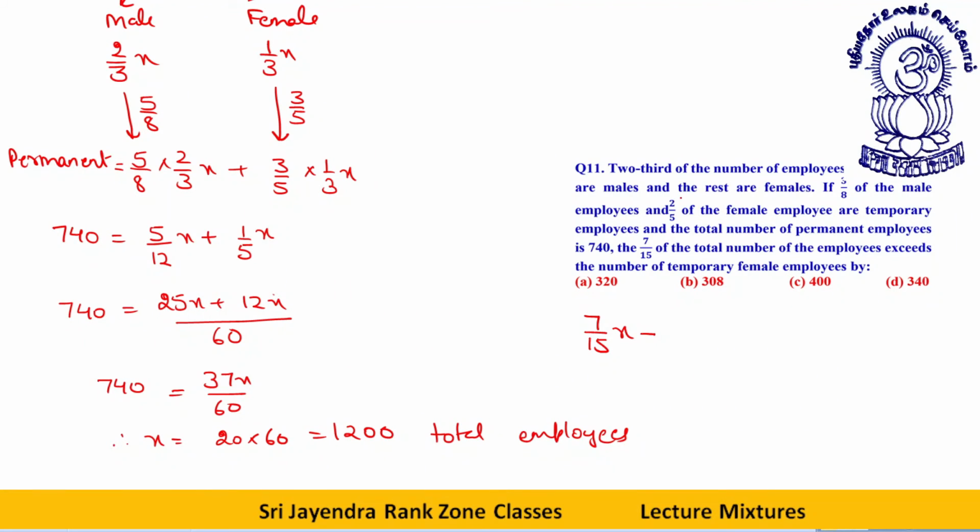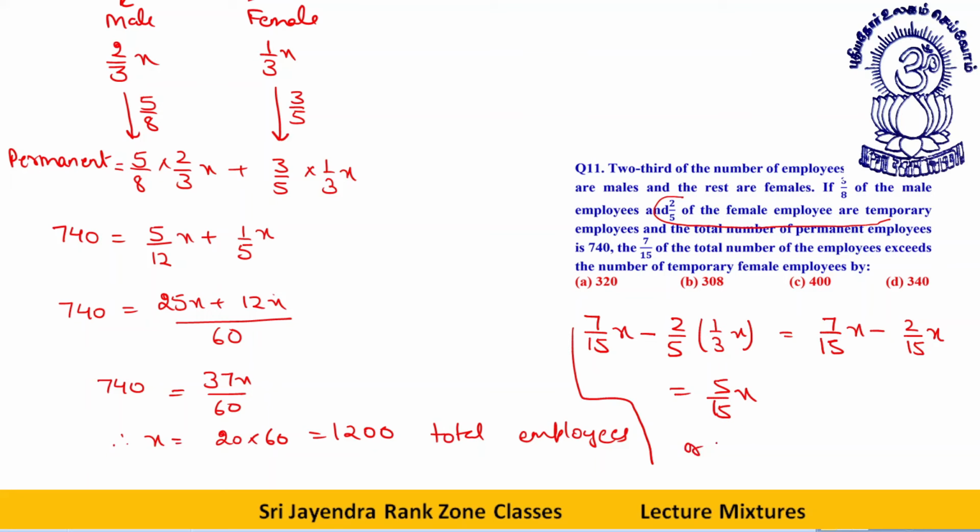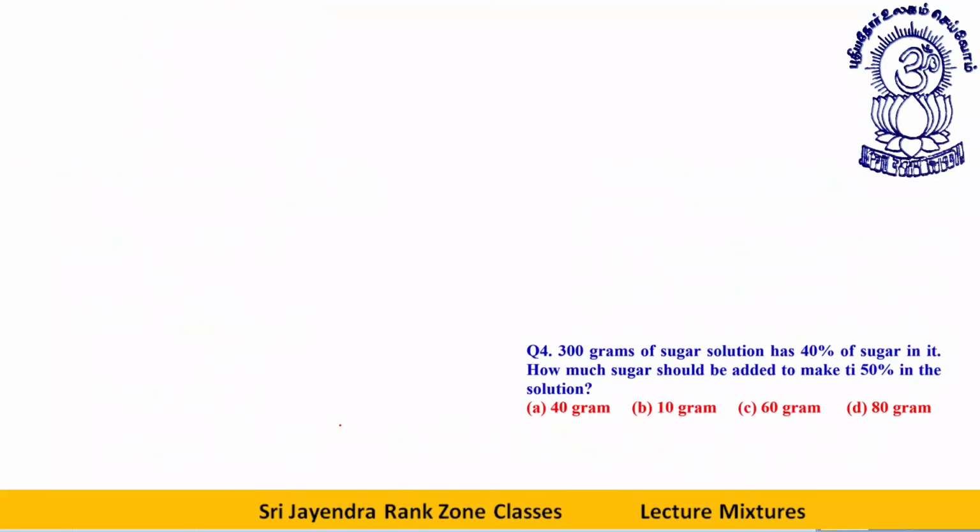So temporary female employees: 2 by 5 of the female employees are temporary, so 2 by 5 of how many females are there, one third x. So that will be 7 by 15x minus 2 by 15x. This will come out to be 5 by 15x or one third x, which is equal to 400. This is your answer, my dear students. Okay, let's take the next one.